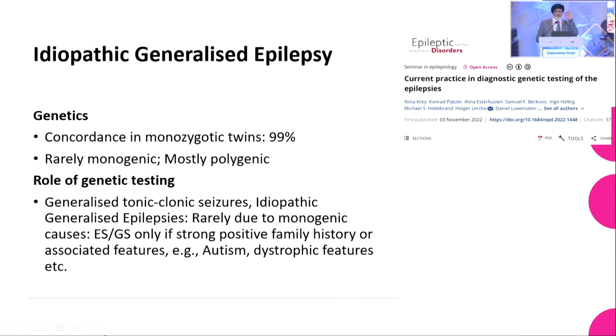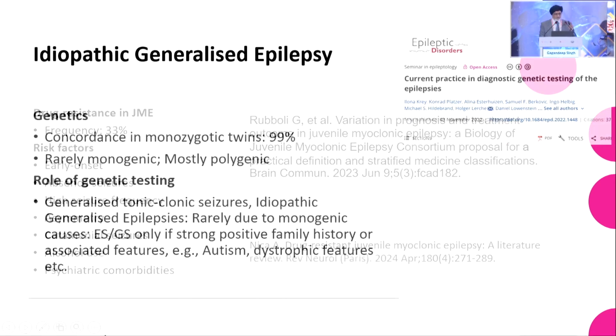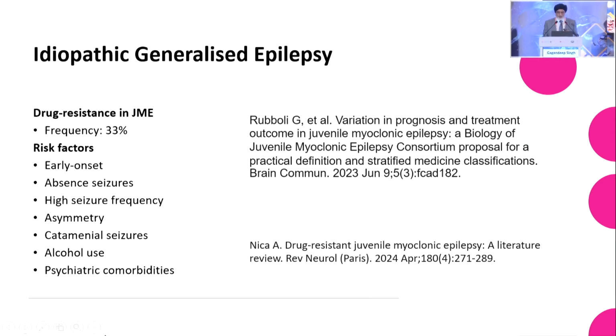So therefore, since it's polygenic and there are hundreds and thousands of genes, genetic testing is not applicable usually in idiopathic generalized epilepsy. That's my policy, although this particular paper suggests that you should do exome sequencing or whole genome sequencing if there is a positive family history or if there are these associated features. One more slide. I think my time is up. I just heard that. So I will stop after this slide.